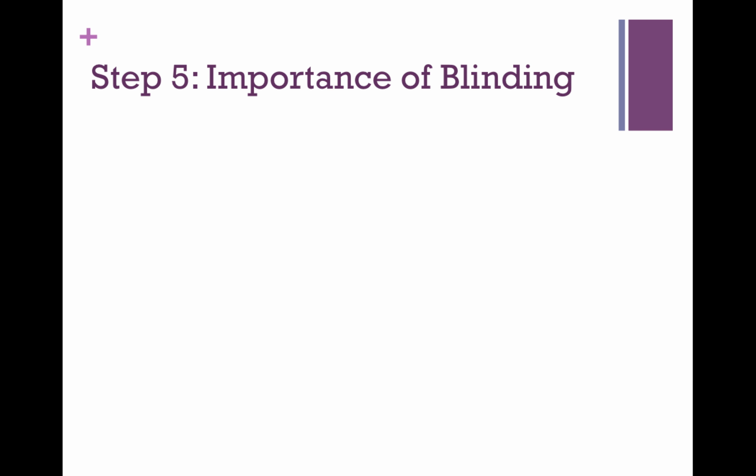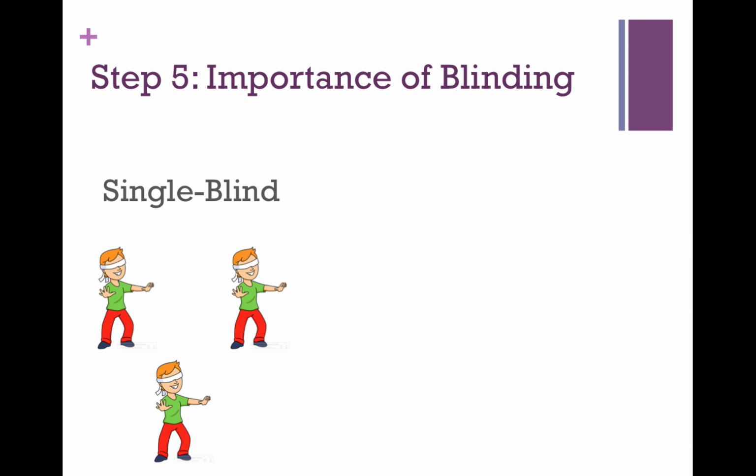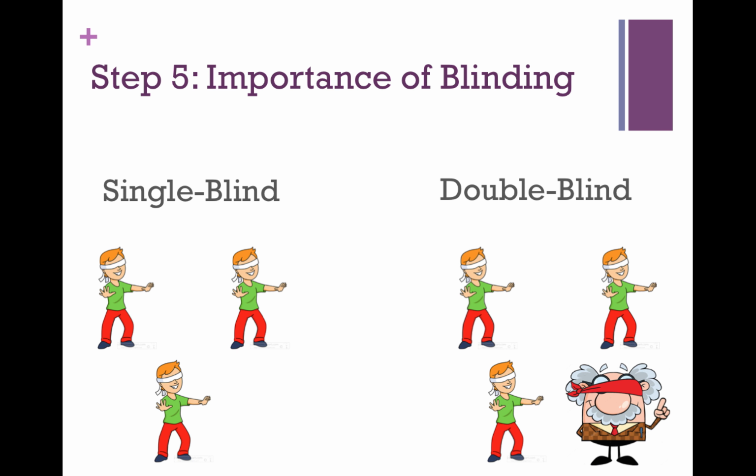Step 5. Importance of blinding. A single-blind study is where participants are unaware of which group they have been allocated to, but the researchers do know. A double-blinded study is where both researchers and participants are blind throughout the whole study. Blinding will reduce the likelihood of a biased outcome, as neither the researchers nor participants have total control of the experiment. This can definitely be seen in the double-blind study.